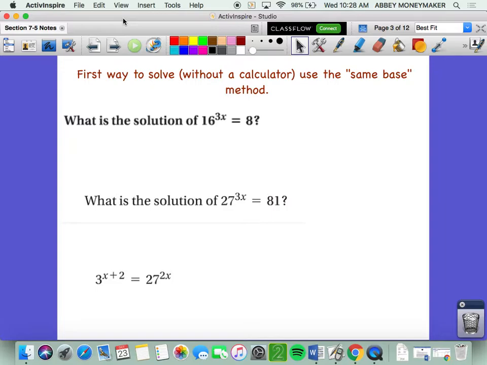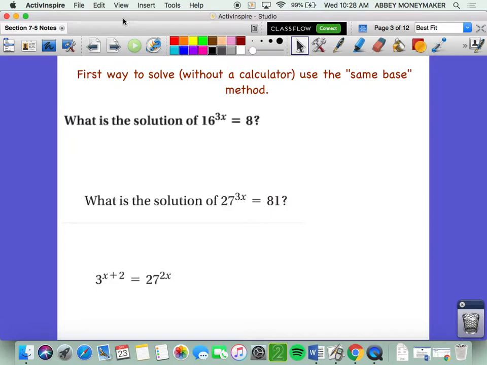The second half of this lesson, we'll talk about how do you solve a logarithm, but just for the first half, we're going to talk about how do you solve an exponential function. And this first way, we're going to solve without a calculator, and it's called the same base method. We talked about this the other day. Yes, it was on your quiz. All right. So in this problem, it says, what's the solution of 16 to the 3x equals 8?